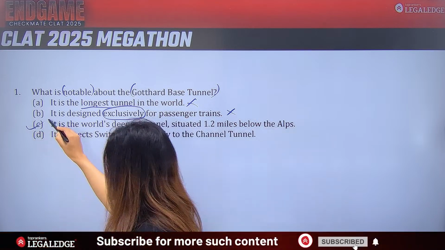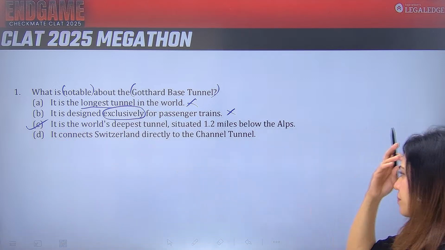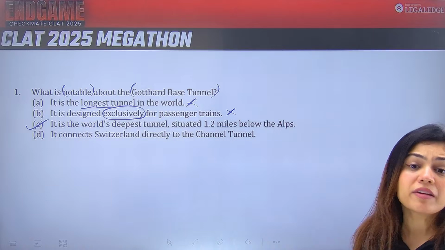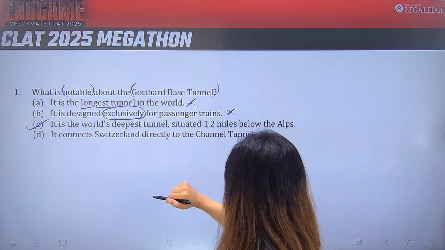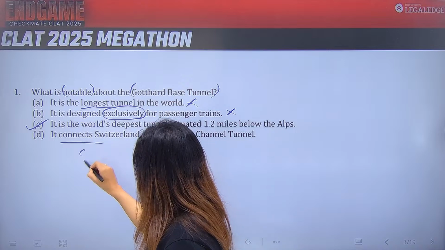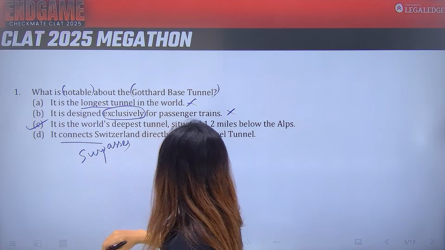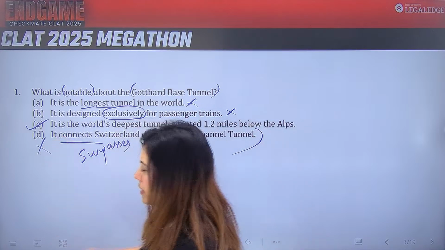And the answer is option C, which most of you have got right. Right? It is the world's deepest tunnel situated 1.2 miles below the Alps, which can be found very easily in the first paragraph. It connects Switzerland directly to the Channel Tunnel. By the way, कनेक्शन की बात नहीं हुई थी, surpassing की बात हुई थी. It surpasses the channel tunnel. So again, the last one will be eliminated.